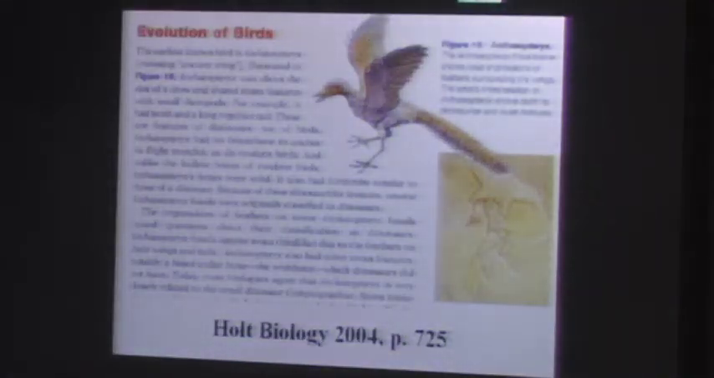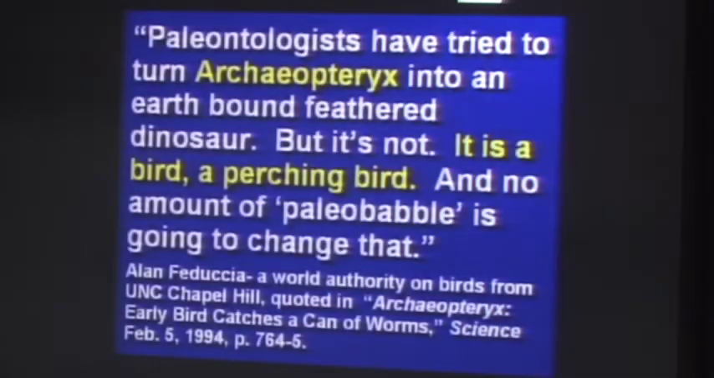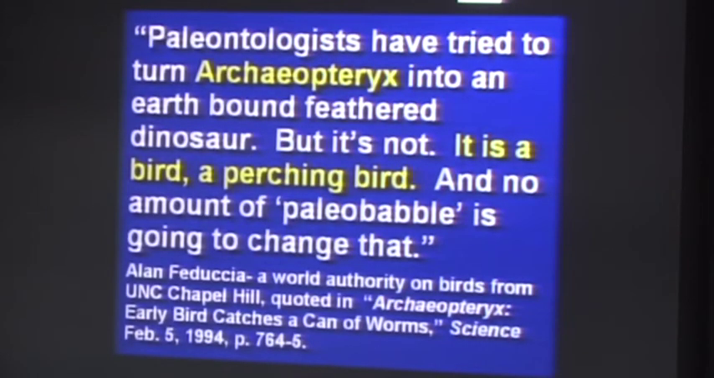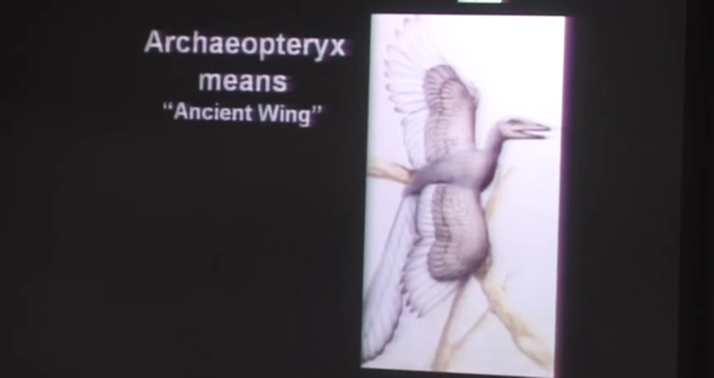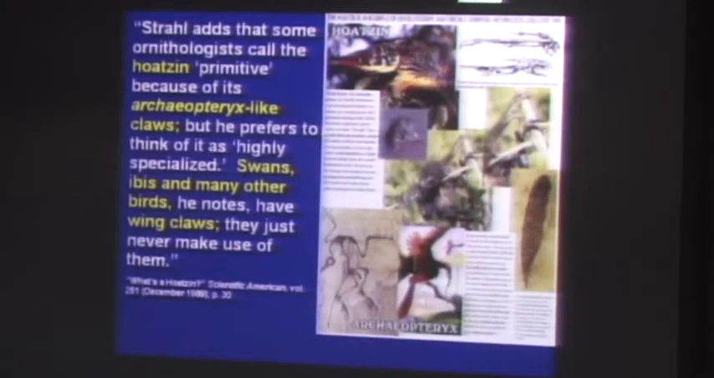I mean, today, about Archaeopteryx, it's been proven years ago, Archaeopteryx was just a bird, a perching bird. Alan Fiducia, who believes in evolution, says it's not a missing link. It had the right features for flight. All the features of the brain were for flight, okay? Archaeopteryx means ancient wing, and he had claws on his wings. Well, that's kind of unusual, okay. But 12 birds today have claws on their wings. The swan, the ibis, the hoatzin, several birds have claws.